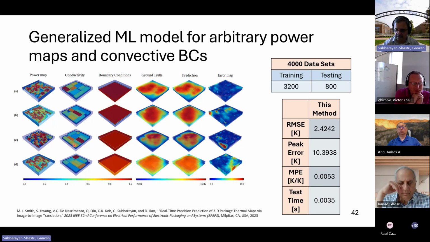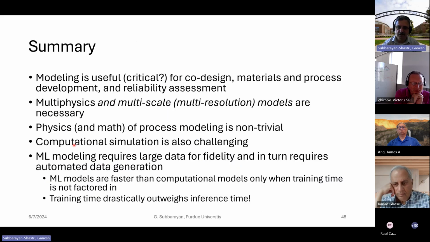So that's where you get the error. So this is, again, electrical thermal core design. So in summary, modeling is useful. I would say critical for core design. Materials and process development, including what we are setting out to do, which is to develop digital twins of processes, and also for reliability assessment.